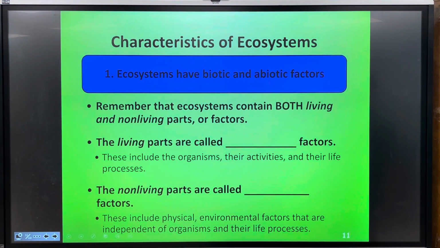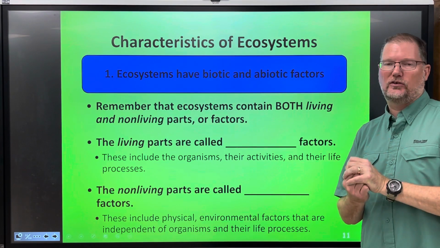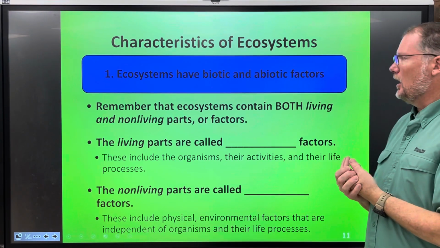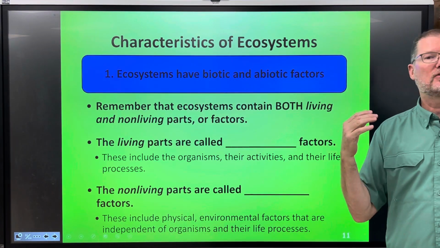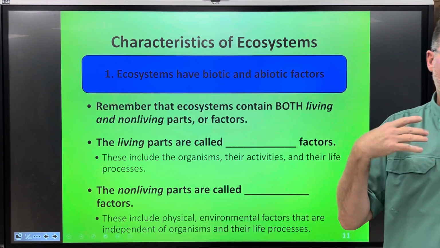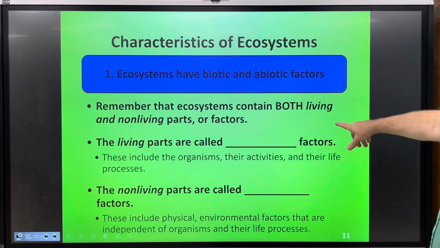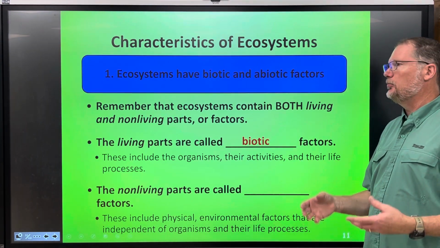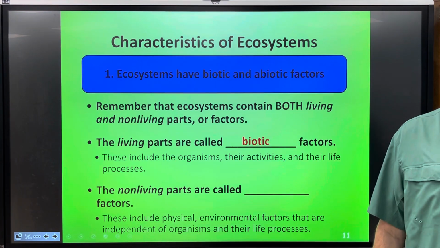So now we're on slide 11, and we're talking about characteristics of the different ecosystems. What does an ecosystem look like? What are the parts that make it up? Okay, and the first one is they have biotic and abiotic factors. So we've kind of already defined this, so this is just a more formal definition. So remember, ecosystems have both living and non-living parts, or factors, biotic factors, abiotic factors. So the living parts are called biotic.